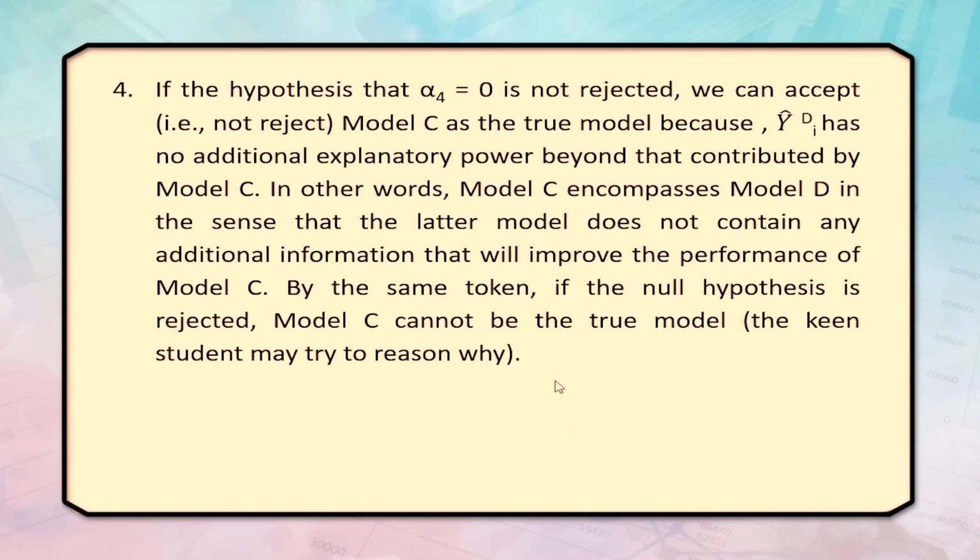So, if alpha 4 equal to 0 is not rejected, then we can accept model C, because y hat di does not add any explanatory power to the model beyond what is contributed by model C. In other words, model C encompasses model D in the sense that model D does not contain any additional information that will improve the performance of model C. And the reverse is also true. If the null hypothesis is rejected, then model C cannot be the true model.